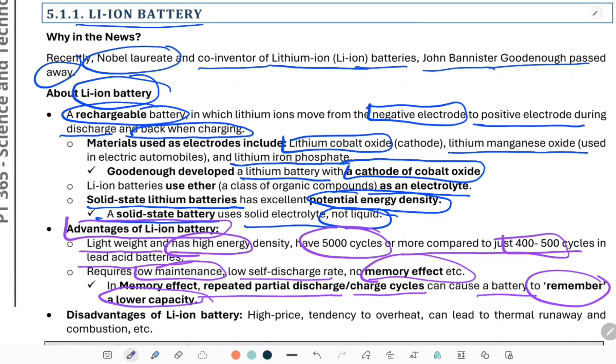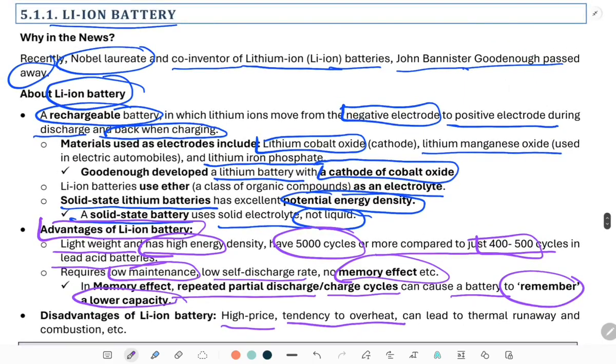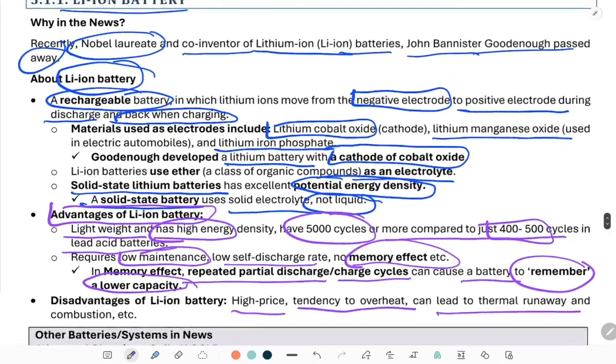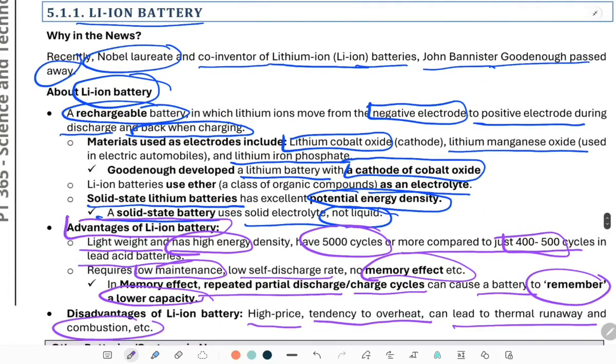And the disadvantages of this Li-ion battery are its high price and tendency to overheat, which can lead to thermal runaway and combustion. Advantages are the high energy density, low maintenance and no memory effect, but the disadvantage is its high cost price and a tendency to overheat.